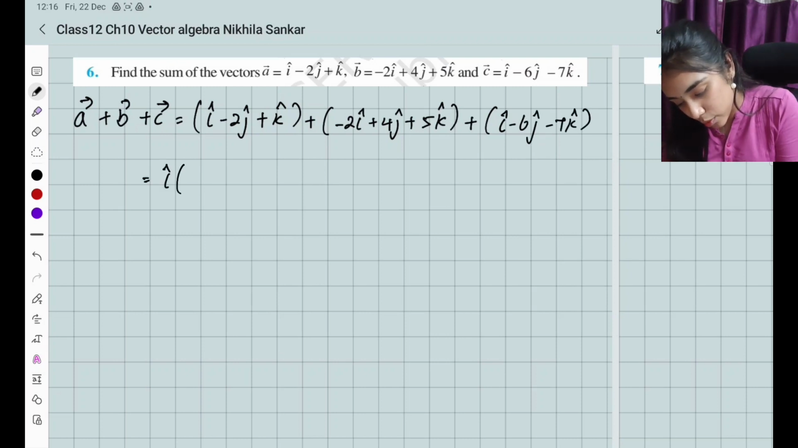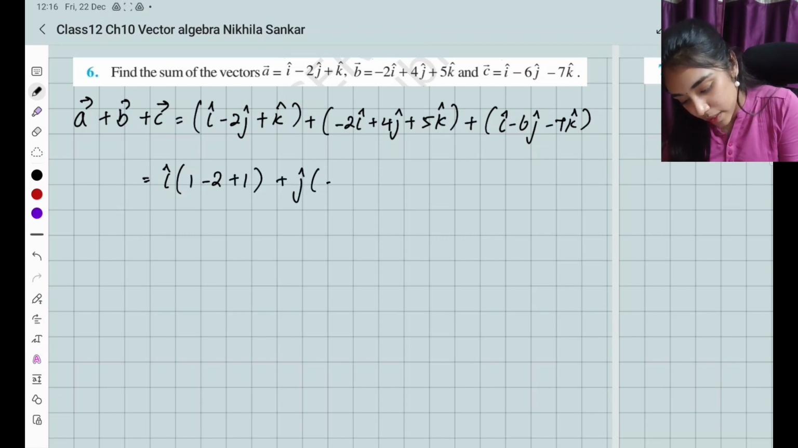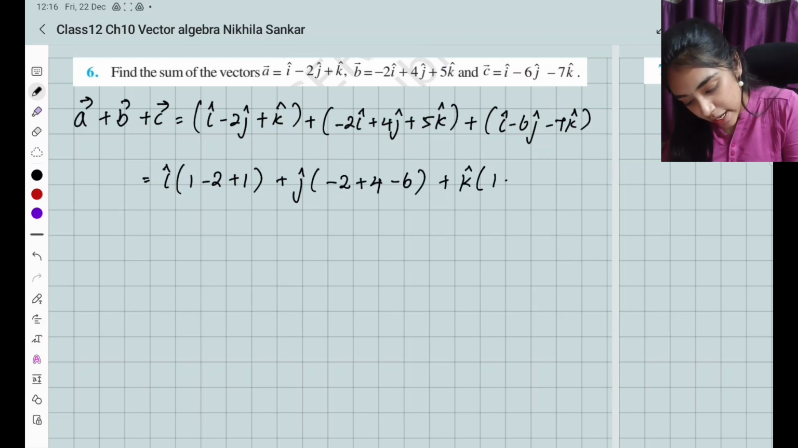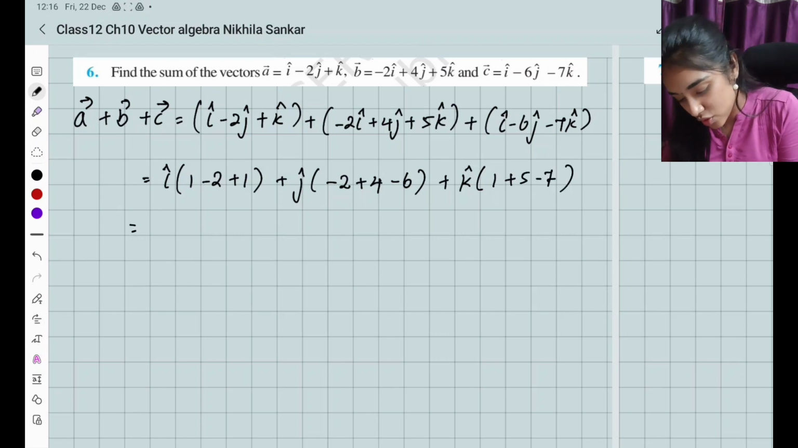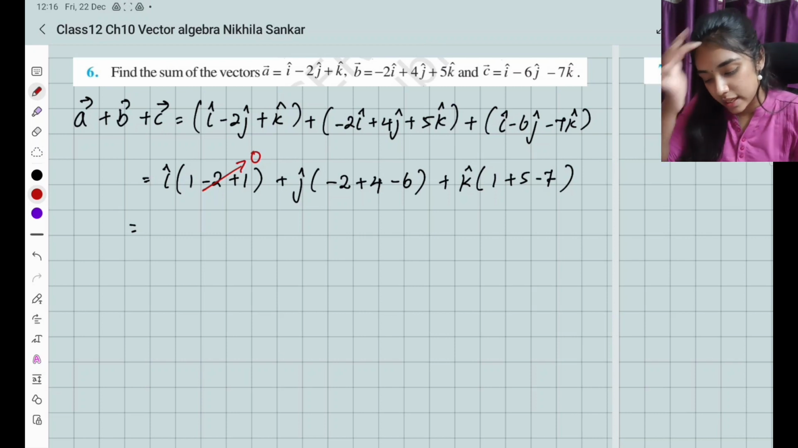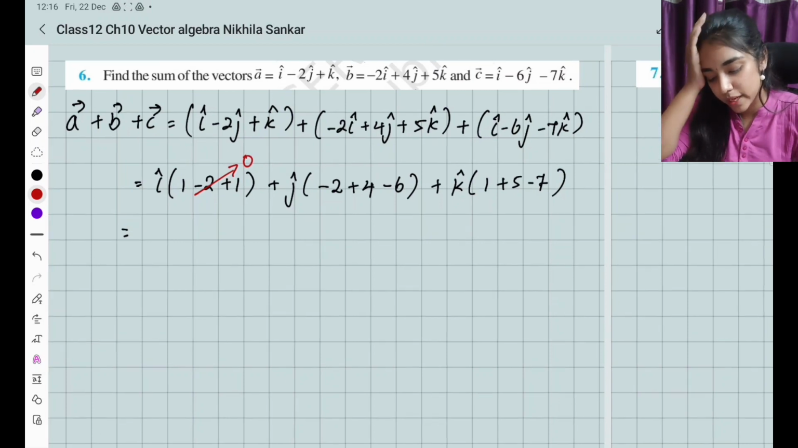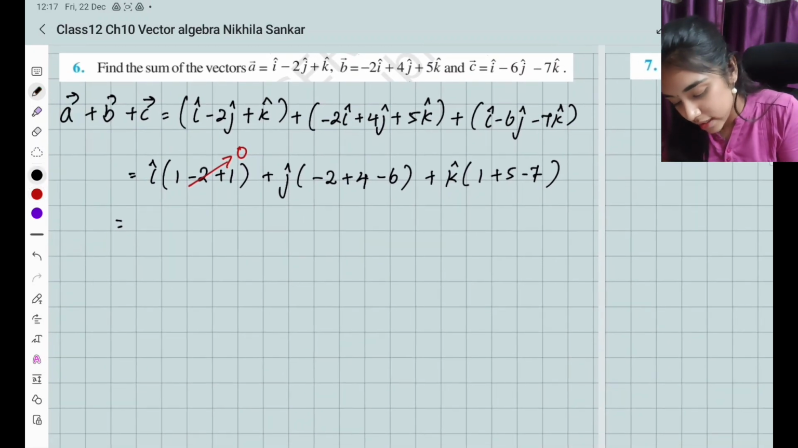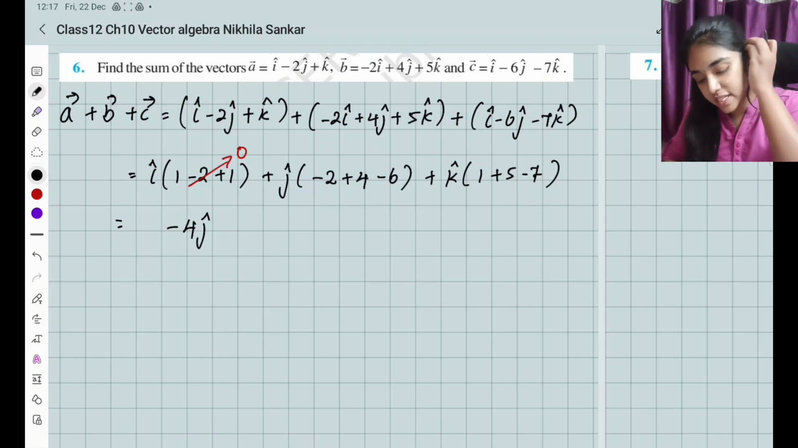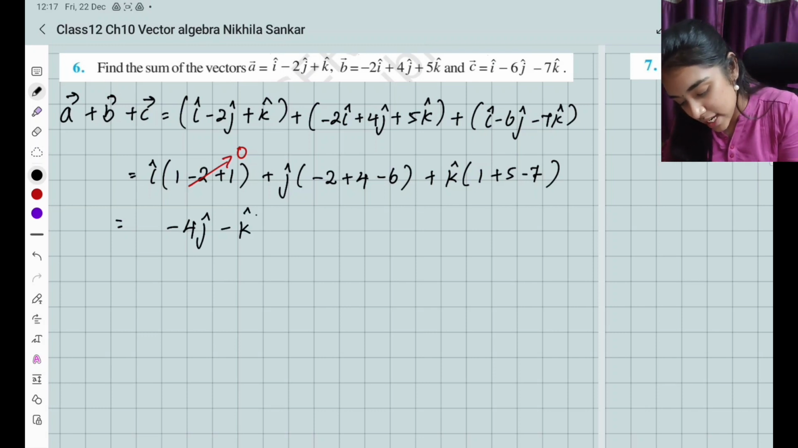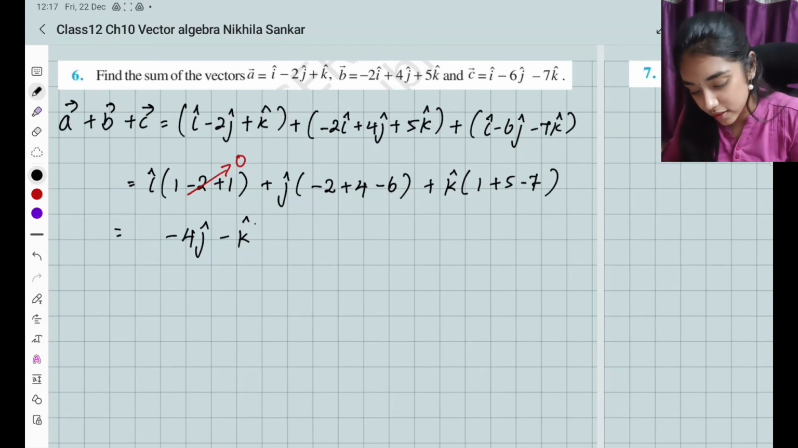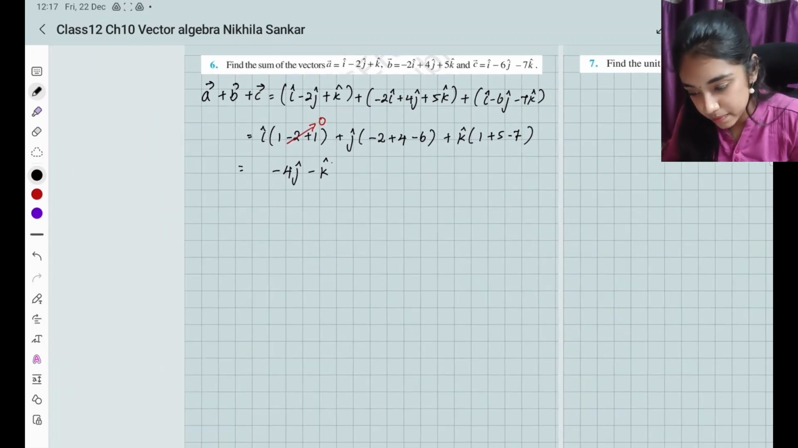இப்போ I எல்லாம் club பண்ண போறேன். So I எல்லாம் club பண்ணா I have 1 minus 2 plus 1. Plus j வ club பண்ணா minus 2 plus 4 minus 6. Plus k club பண்ணா I have 1 plus 5 minus 7. So in total, இந்த இடத்துல 1 plus 1 2, 2 minus 2 0. So இது 0. இங்கேயும் I have minus 2 plus 4 minus 6. So when I add all these, I'll get minus 8 plus 4 is going to be minus 4 j cap. இந்த இடத்துல I have 1 plus 5 is 6. 6 minus 7 is minus 1. So minus k cap. So this is going to be the sum of all the vectors. Okay, please copy.